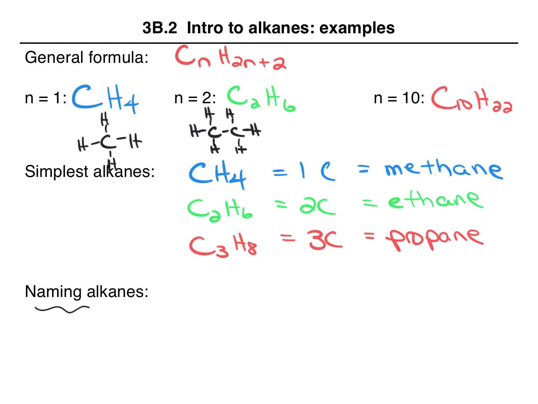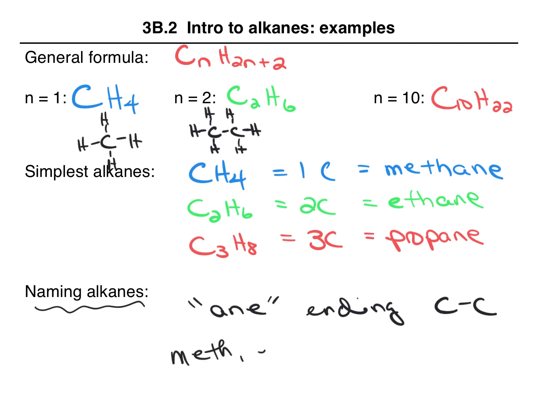So in general, as we are naming alkanes, we have the ane ending, or the suffix, which tells us that we're just talking about alkanes, so that we have all carbon-carbon single bonds. And then the prefix, the meth, eth, or prop, that gives us information on the number of carbons. So here we have the 3 simplest alkanes. Let's keep looking at larger molecules.